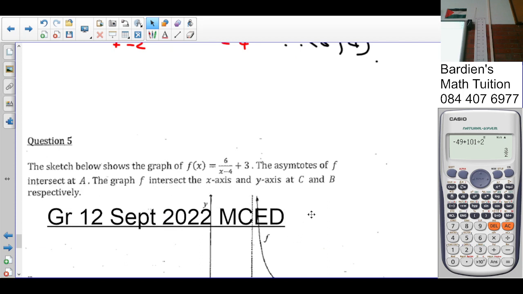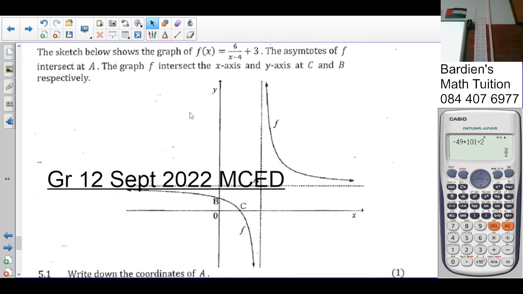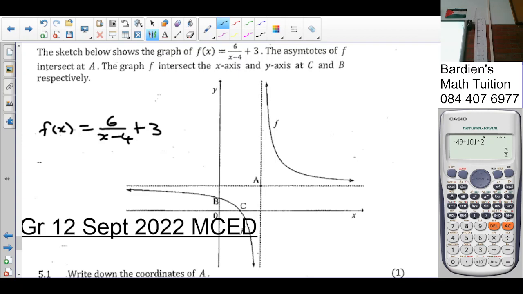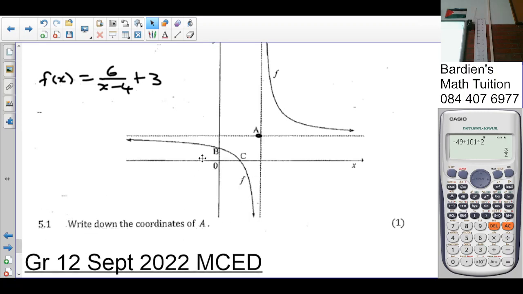Right. Question 5. Question 5, we are told that the sketch below shows the graphs of f of x equals 6 over x minus 4 plus 3. The asymptotes of f intersect at A. The graph of f intersects the x-axis and the y-axis at C and B respectively. We try to say in that order. First question says, write down the coordinates of A. That is simple, no?